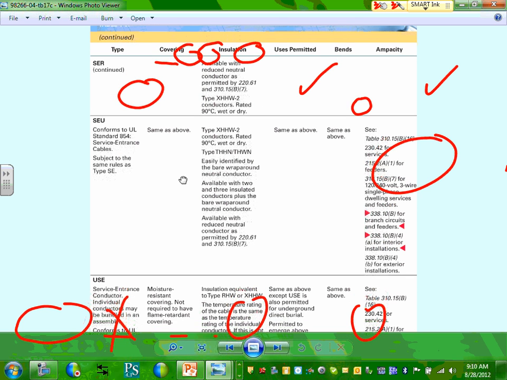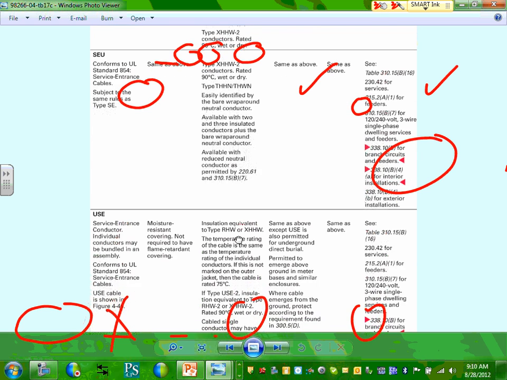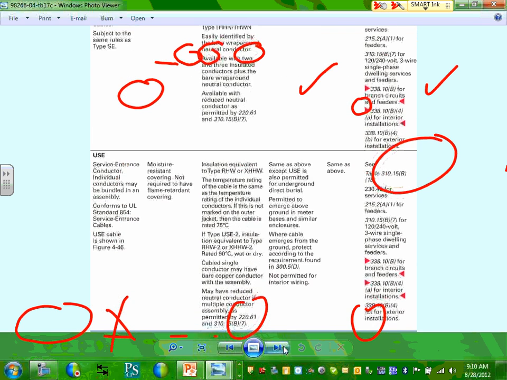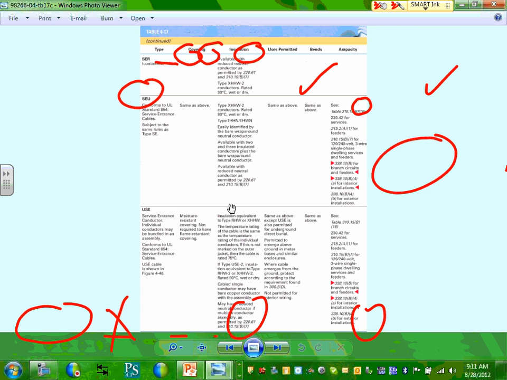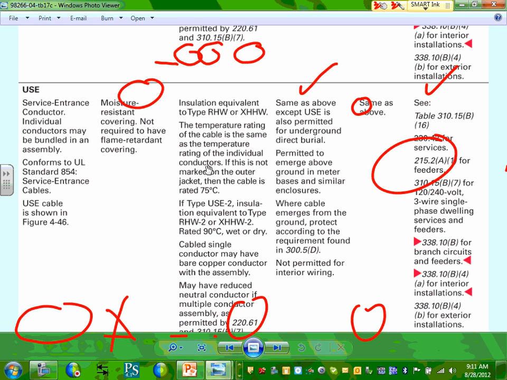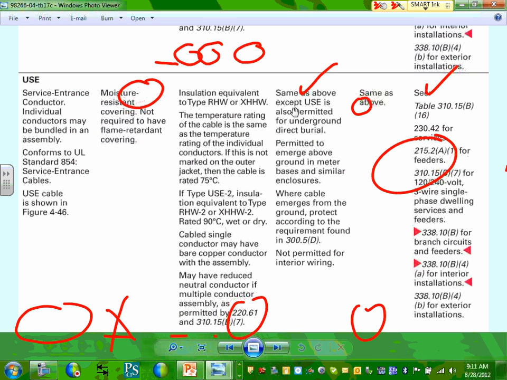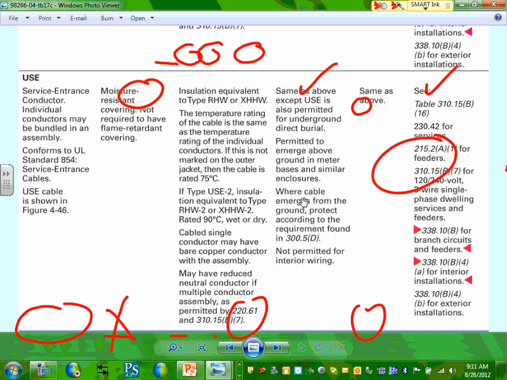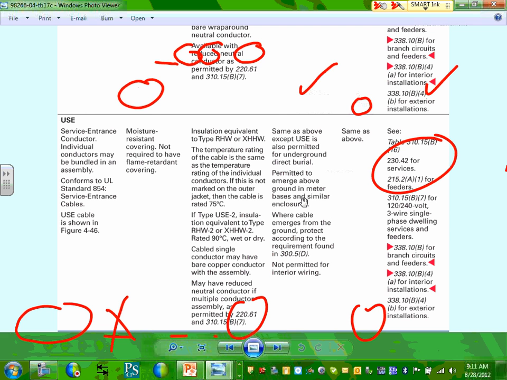SEU, the U stands for underground. So this is one that you can pull underground. Same deal as SE, but you can use it underground. Any comments, guys? Any questions? Same as USE, also permitted for underground direct burial, permitted to emerge above ground in meter boxes and so forth. So these are the cables, USE and SE and SER, that you use for service conductors to the building, typically, either coming overhead or underground if it's USE, and from building to building.